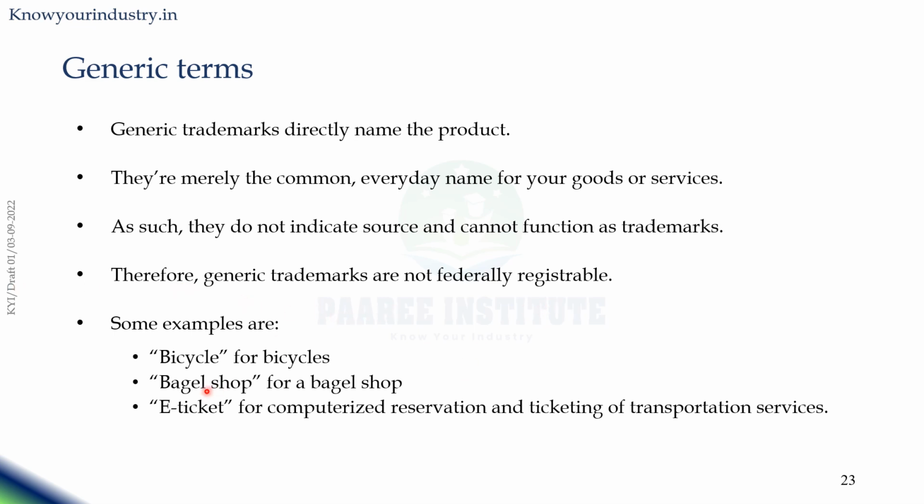Some examples are bicycle for bicycles. So bicycle as a trademark is nothing but the name of that product. It is not differentiating the source of the bicycle. Bagel shop for a bagel shop. E-ticket for computerized reservation and ticketing of transportation services. So these are generic terms, and they cannot get registration.